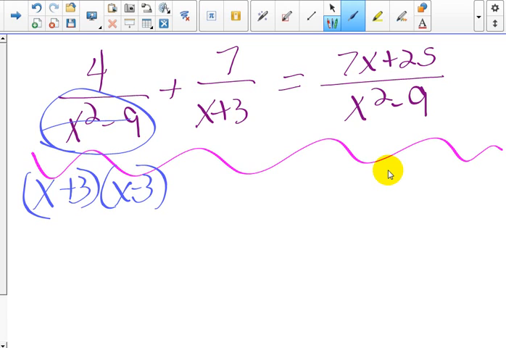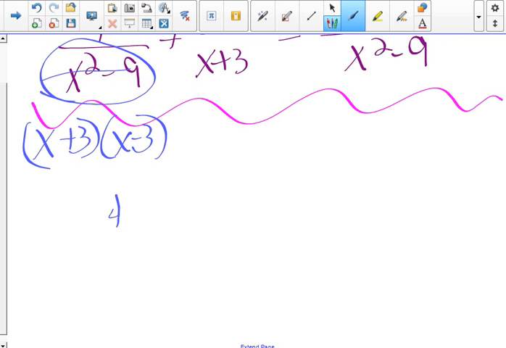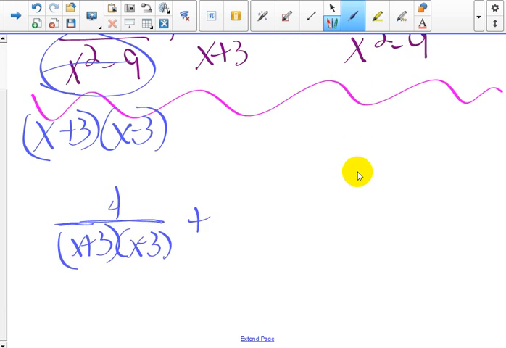So let me just rewrite it real quick. 4 over x plus 3 times x minus 3, and I'm adding to that 7 over x plus 3. Well, what do I need to do to the second term to make it match the first term denominator? Yes, very good. Multiply by x minus 3.